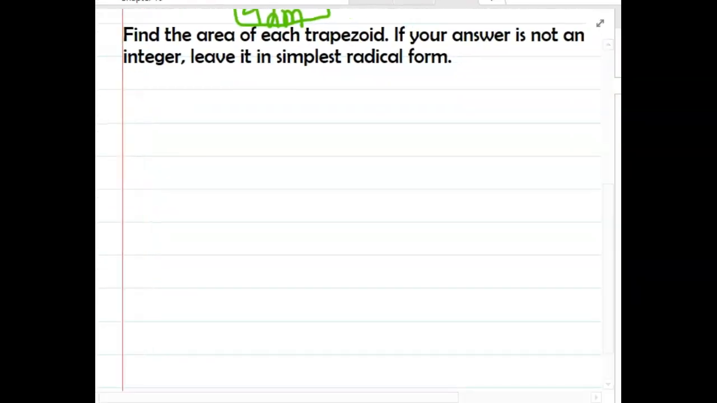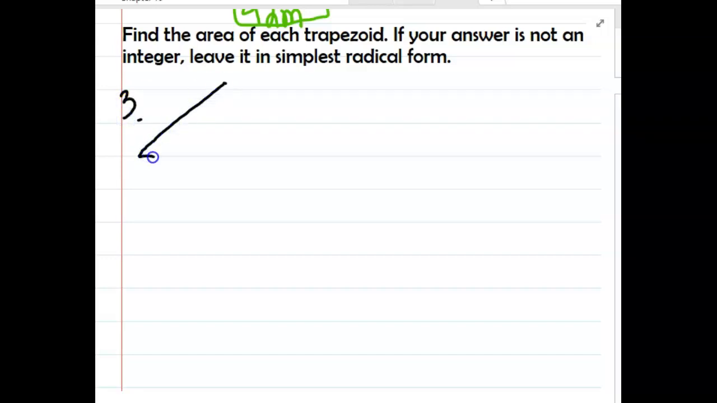Okay. Now the next one we want to do is we want to leave our answer in simplest radical form. I came up with these examples on my own, so I'll be honest with you. It says if your answer's not an integer, when you get to your homework, it'll work out better, but I did have some decimals in here, which will be fine. But it just means that if you have a radical, don't turn it to a decimal, leave it in simplest radical form. Okay? So, number 3. Okay, we're going to have a trapezoid that's going to have this angle right here be a 45-degree angle.